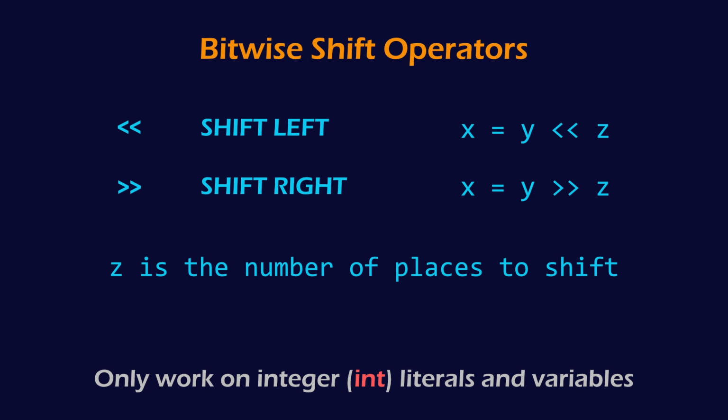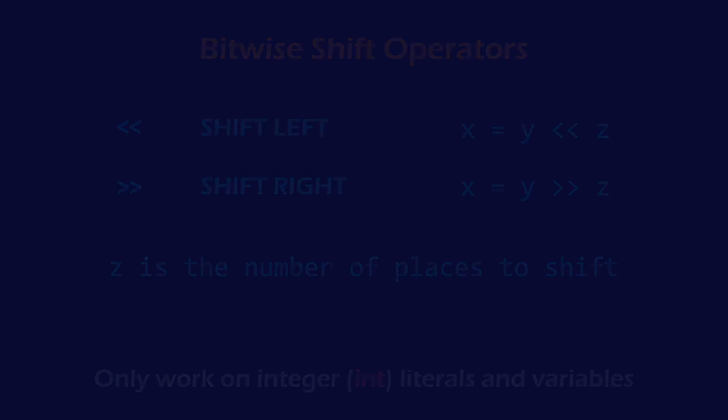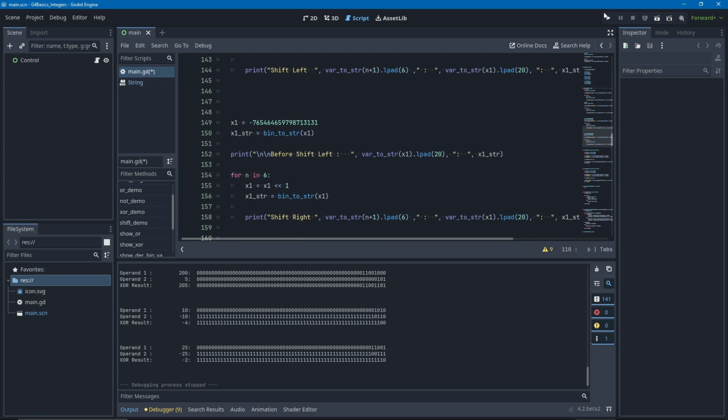An example of why you might use shift operations is for a stack of flags, although you would need to have checks for overflow conditions. Bitwise shift makes more sense when you see it in action. Let's run the project and see what we get. Let's hit run.